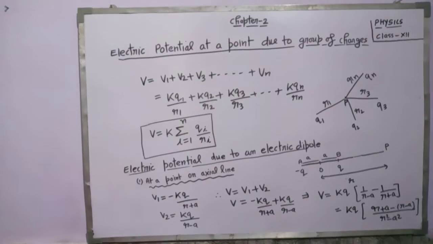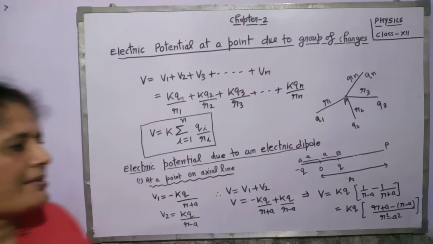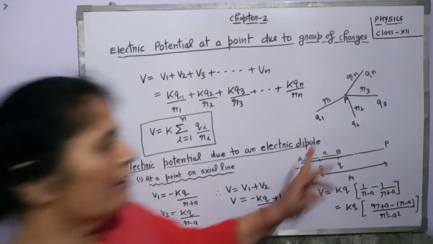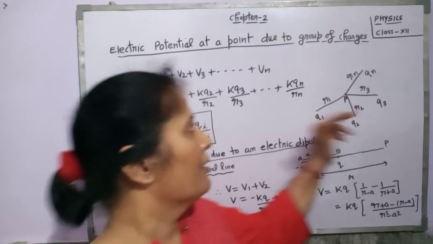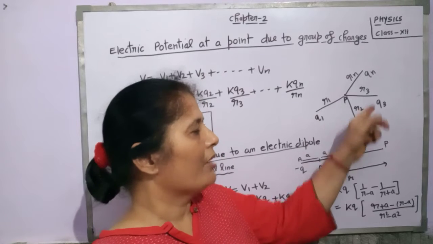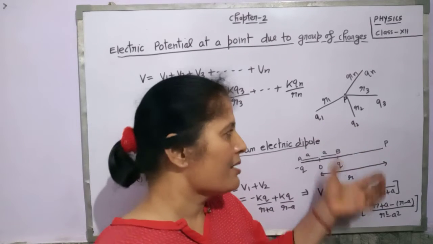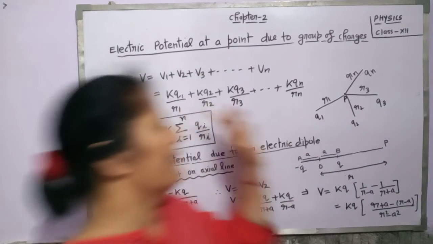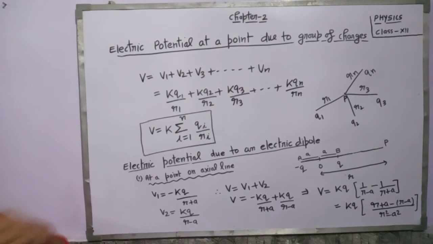That means if a large number of charges is given, then at a point we can calculate the electric potential by determining the electric potential due to each charge, and then take their algebraic sum to obtain the resultant value.